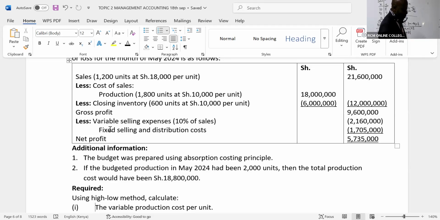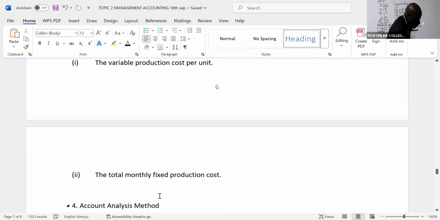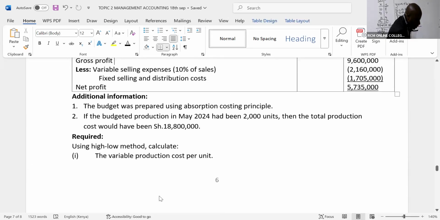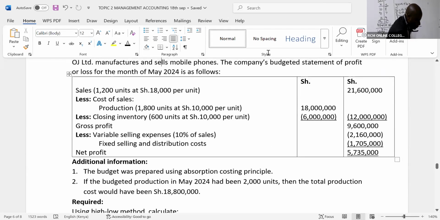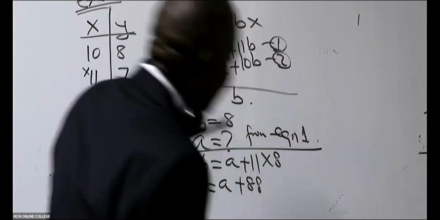If the budgeted production in May 2024 had been 2,000 units, then the total production cost would have been 18,800. So using the high-low method, calculate the variable production cost and, of course, the fixed cost. Now, my good students, if you got that kind of question in an exam using the high-low method, what would you have done? Can you kindly give me an idea of what you would have done?